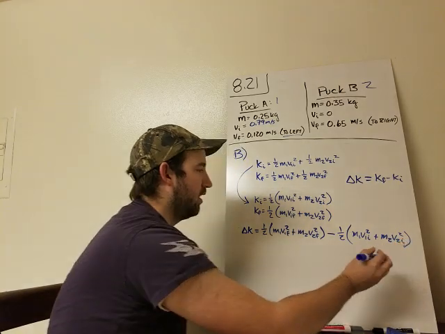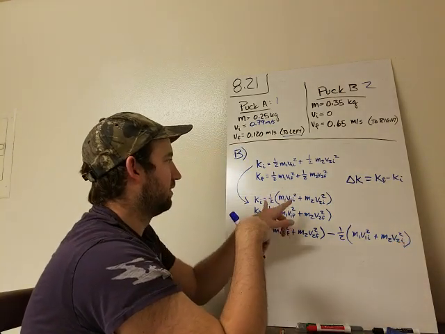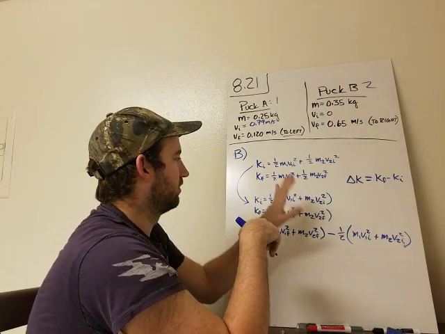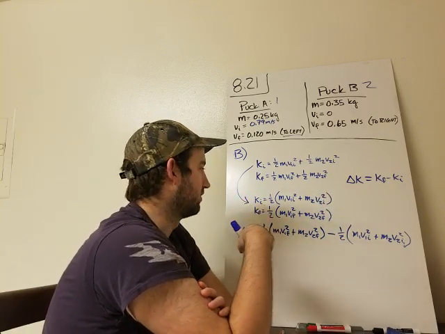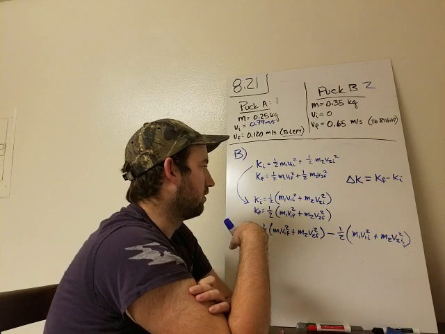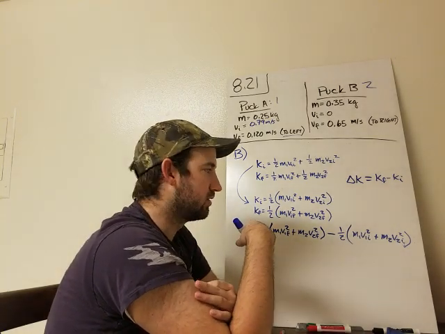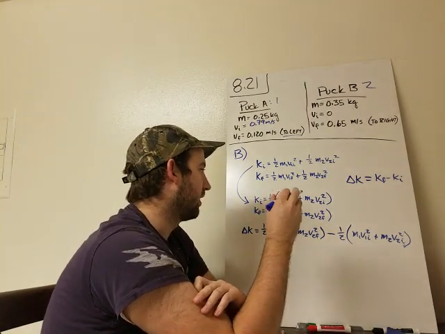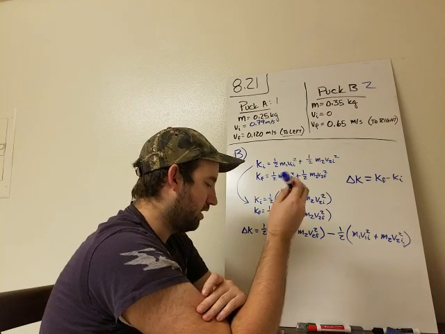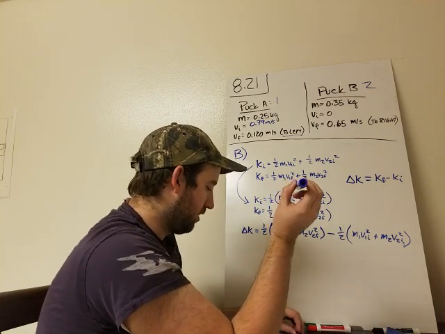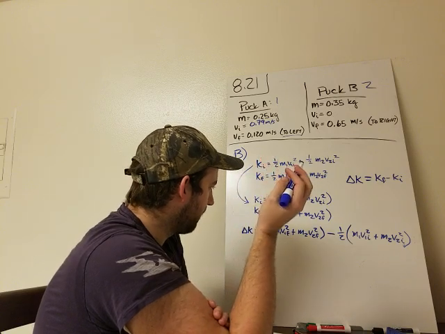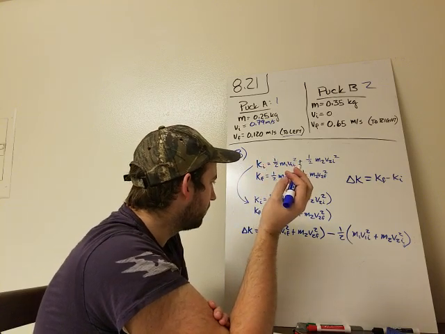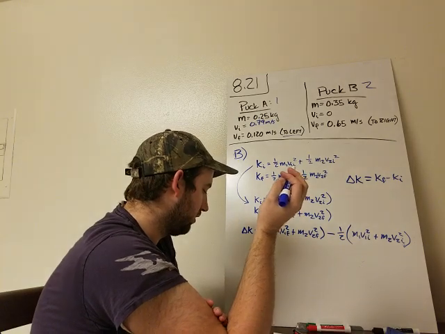If I had kept these halves in here and didn't factor them out, I would have messed up all of this addition and subtraction. So I'm glad I did that. Now we have it all figured out, and what we need to do is just plug everything in and solve for delta K.